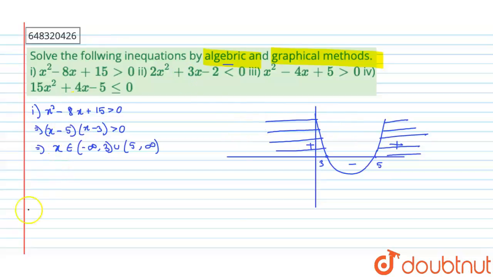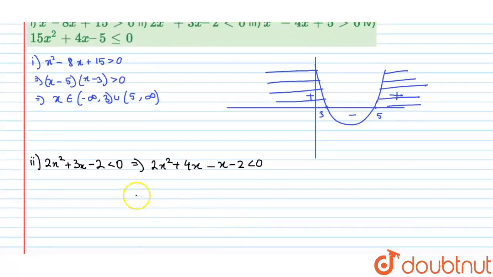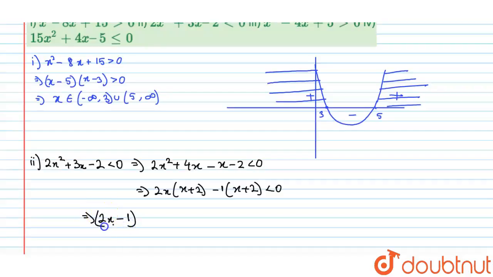So now let's go to the second one. The second one is given as 2x square plus 3x minus 2 less than 0. We have to find the roots of the left hand side expression again. First we try to factorize it: 2x square plus 4x minus x minus 2 less than 0. If we take 2x common, it is 2x times x plus 2 and minus 1 times x plus 2 less than 0. So this is basically 2x minus 1 times x plus 2 is less than 0.